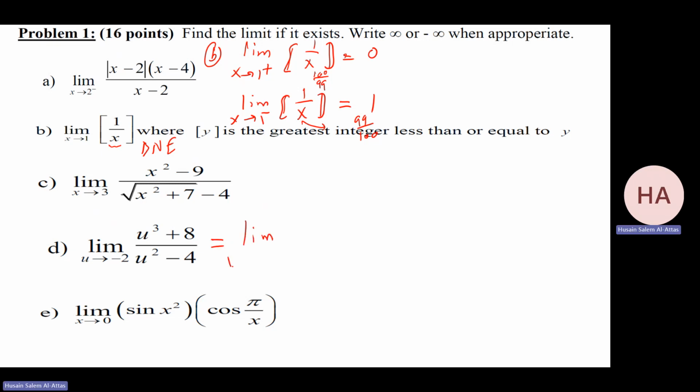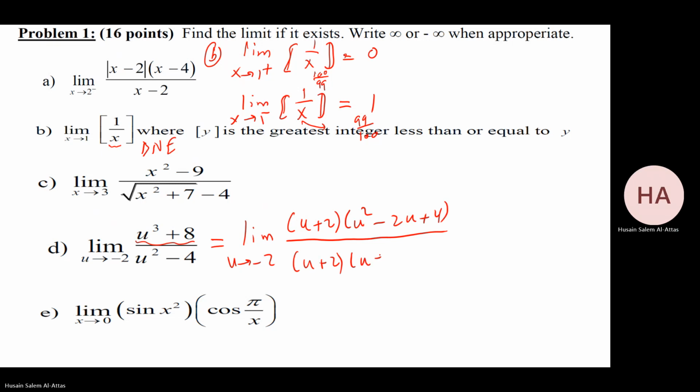D, very simple, just factoring, but you need the sum of 2 cubes, which is (u plus 2)(u squared minus 2u plus 4). This is the difference of 2 squares. This is cancelled. Substitute, you have 4 plus 4 plus 4, this is 12, over minus 2 minus 2 minus 4, that would be minus 3. This one I think we did before. Yeah, we did before. Okay.